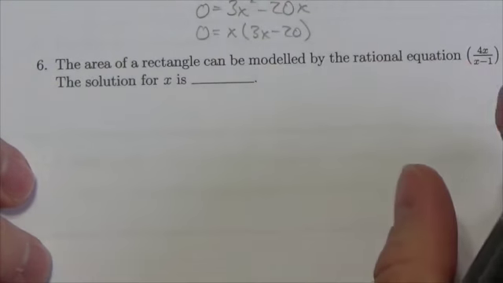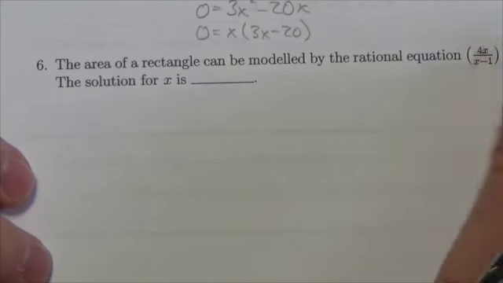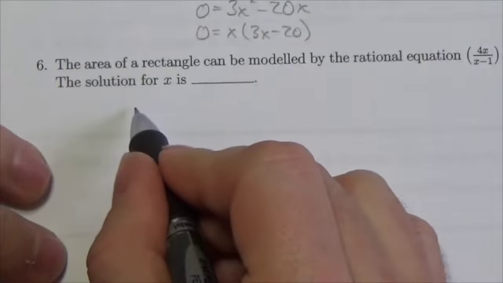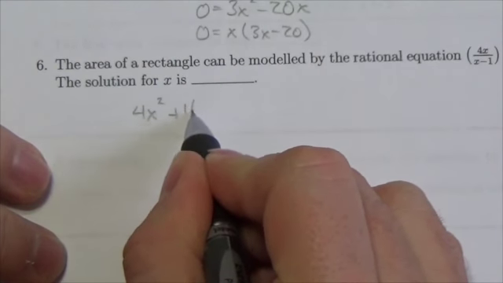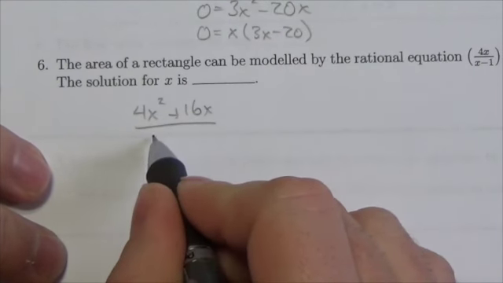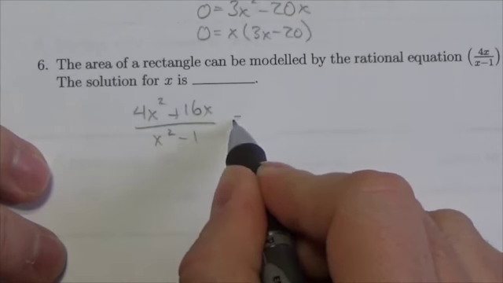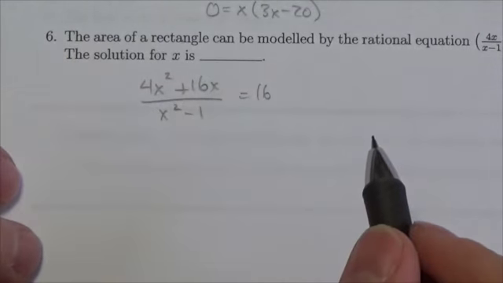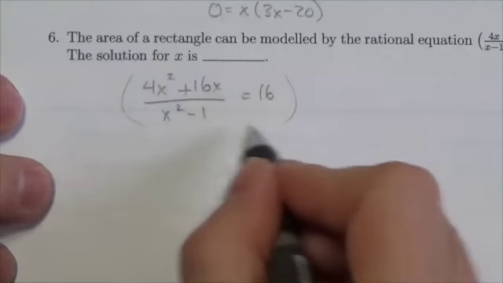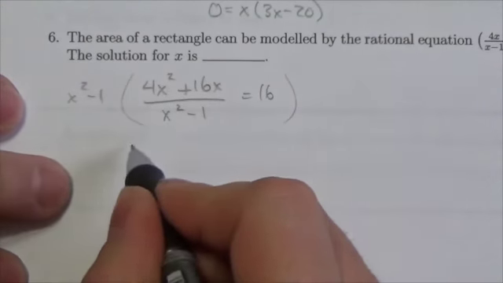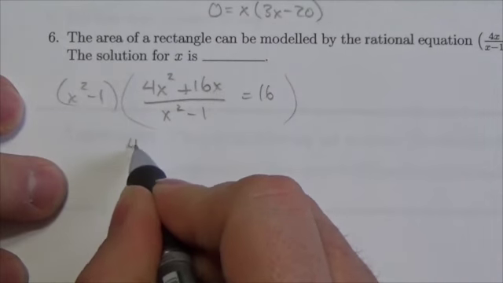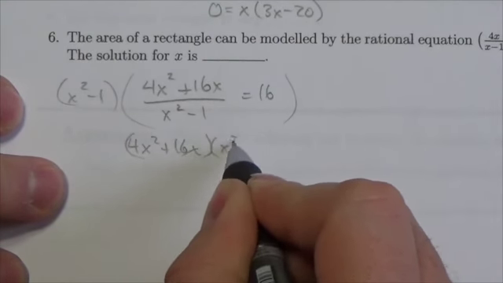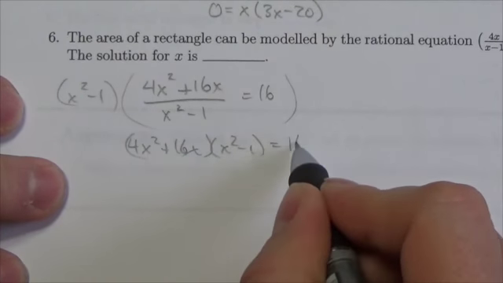Okay, well, in this particular case, because there's really just one term on both sides, I'm going to multiply that numerator out. That's going to get me 4x squared plus 16x all over x squared minus 1 equals 16. Now, the common denominator here is going to be this x squared minus 1, so I'm going to multiply both sides by that.